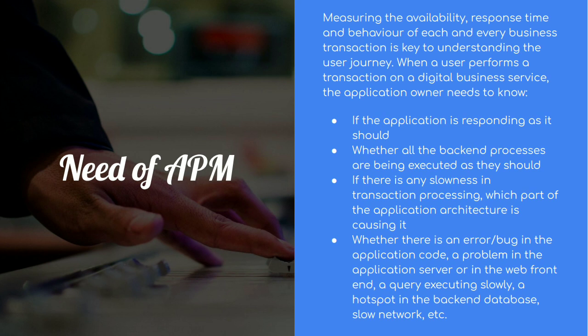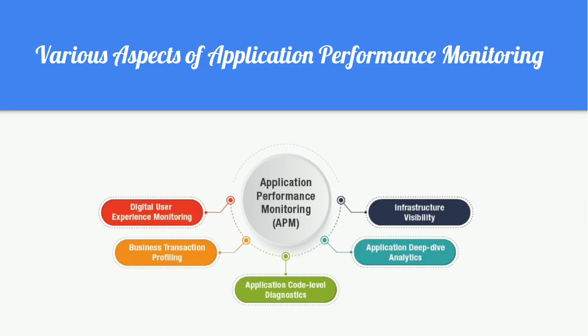Need of APM. When a user performs a transaction on a digital business service, the application owner needs to know if the application is responding as it should, whether all the backend processes are being executed as they should, if there is any slowness in the transaction process, which part of the application architecture is causing it, whether there is an error or bug in the application code, a problem in the application server or in a web front end, a query executing slowly, a hotspot in the backend database, slow network, etc.